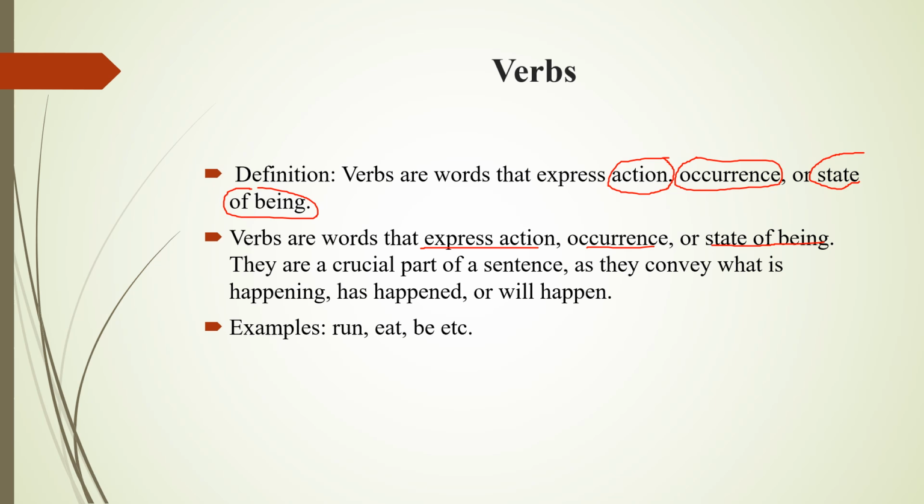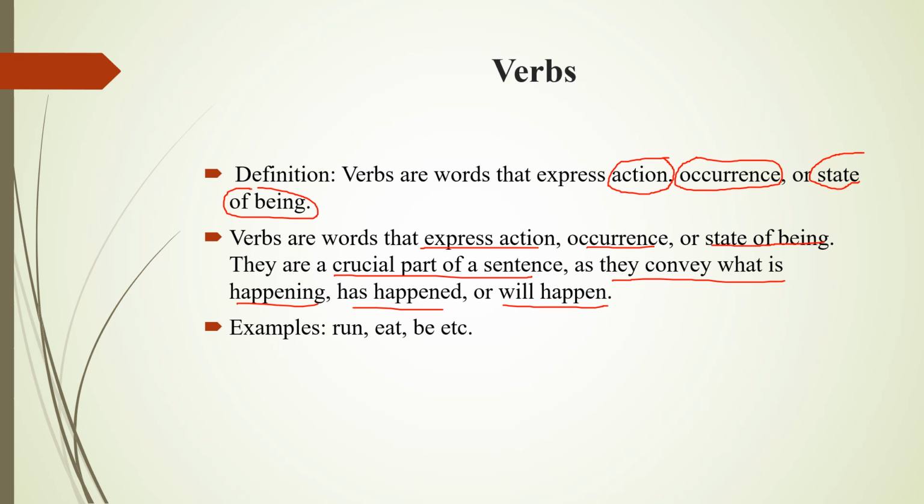They are a crucial part of a sentence as they convey what is happening, what has happened or will happen. One more thing is also there, because verbs convey the tense. What is happening means in the present. What has happened means what has happened in the past. What will happen means what will take place in the future. There are certain examples of verbs, like we say run. So run denotes some action. Eat again denotes some action. Be is the basic form of a verb.